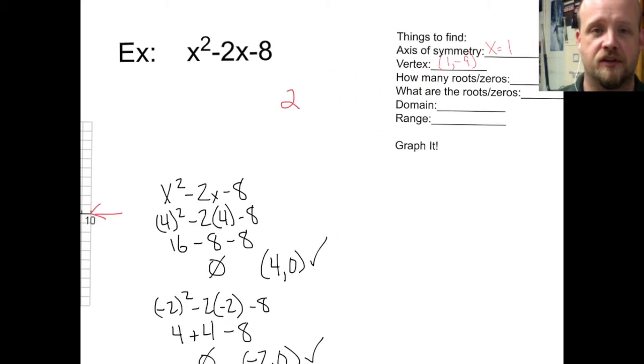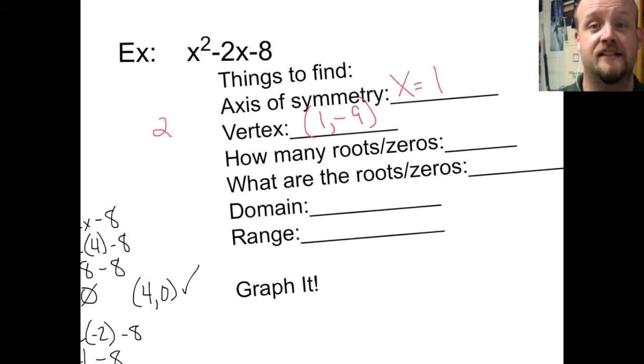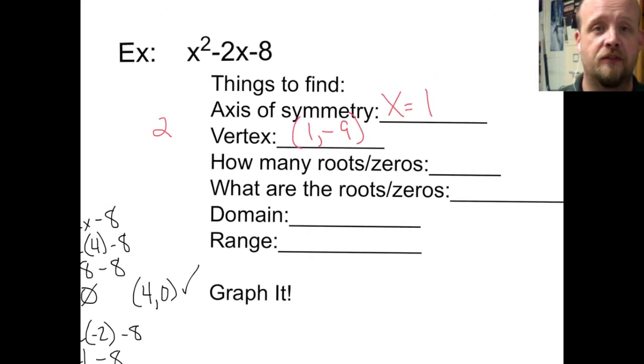So our zeros, if we come back to our list of things we're trying to accomplish, we've got those 2 zeros and 2 roots, and those roots exist at 4, 0 and -2, 0. And that's where our roots are. So now we can take this information and go ahead and move on and look at domain and range.